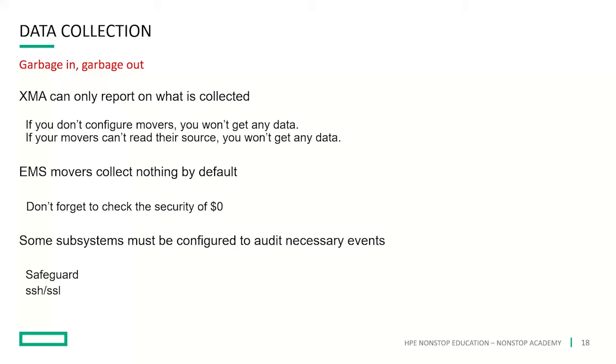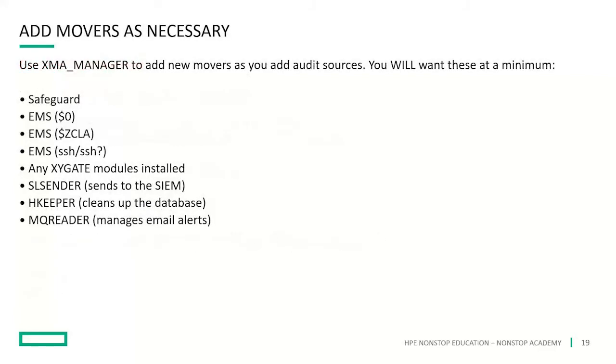Two other subsystems that don't necessarily audit by default are SSL and SSH. They both come with the system and they both write to a file, but to get that data in Merged Audit, you need to configure them to audit to EMS as well. And I'll show you that.